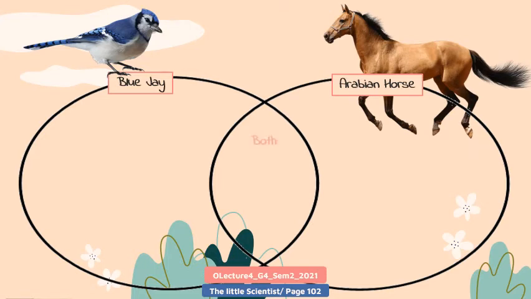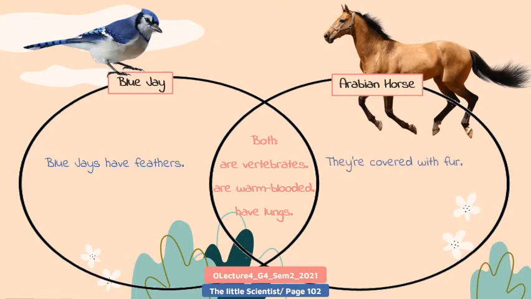Let's now compare a bird to a mammal. The blue jay is a bird, the Arabian horse is a mammal. Both the bird and the mammal are vertebrates, are warm-blooded, and breathe using their lungs. What about differences between these two animals? Blue jays have feathers, while horses are covered with fur. Blue jays are oviparous. They reproduce by laying eggs, while Arabian horses are viviparous. They are placental mammals. They give birth to young.